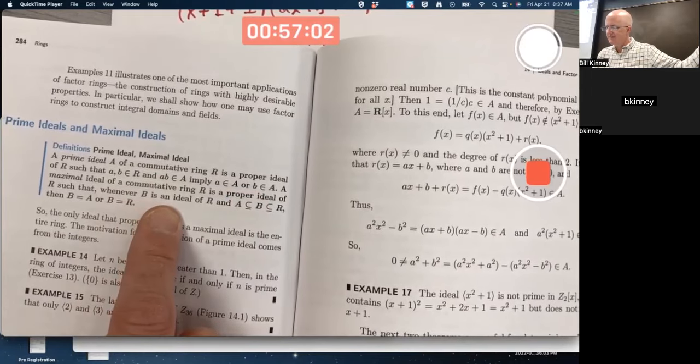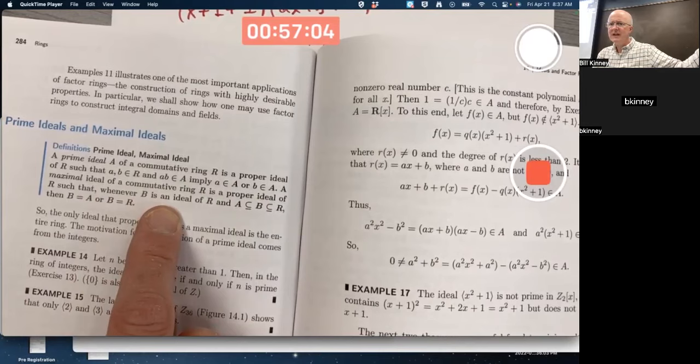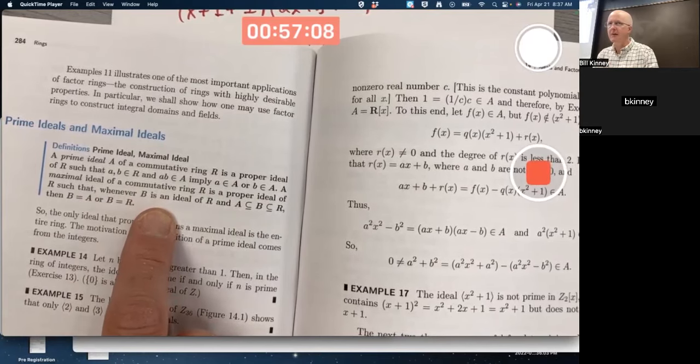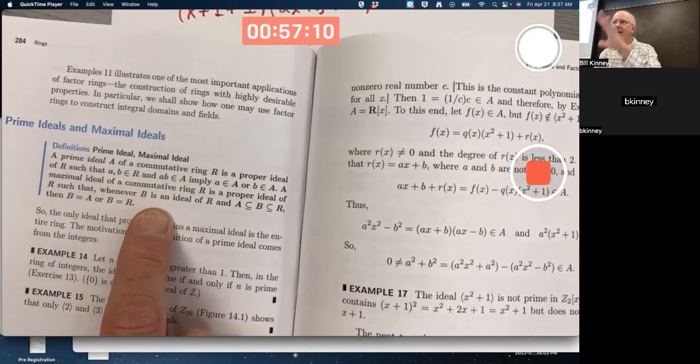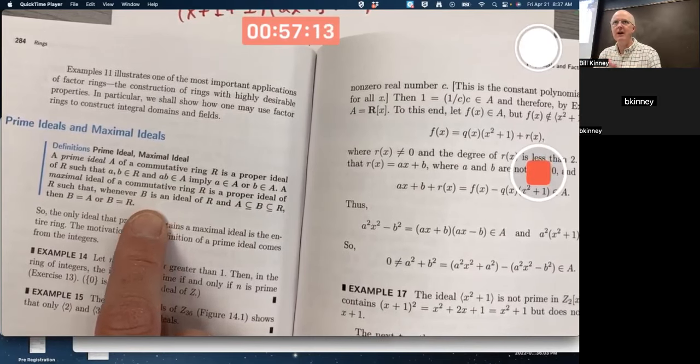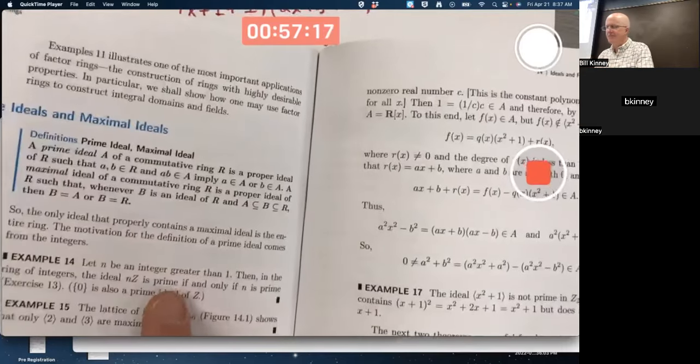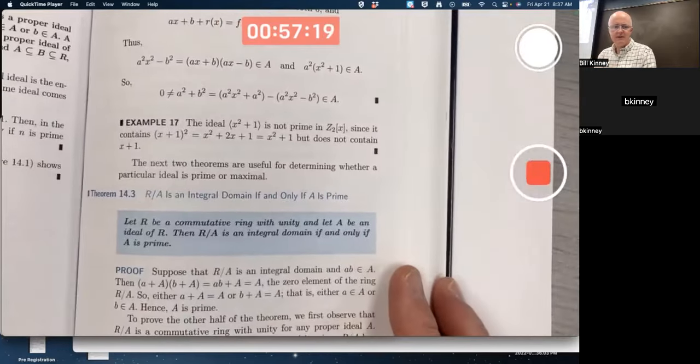Maximal ideal. For sake of time, I'm going to skip that definition at the moment. You could draw a picture. I'd recommend drawing a Venn diagram kind of picture, a blob picture, to try to understand this. It's not an easy concept, but these theorems, theorem 14.3 and 14.4, are pretty important.